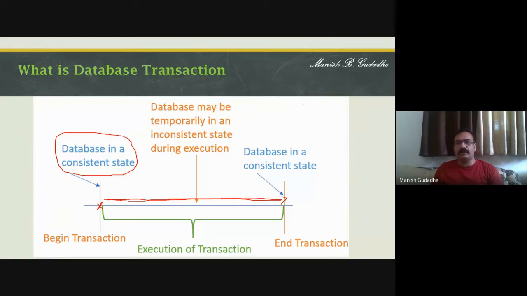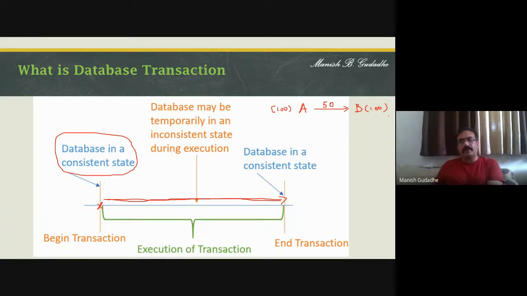Okay, so let us go for one example. I want to transfer money. There is account A and there is account B. In account A we have rupees 100. In account B we have rupees 100. Now I want to transfer rupees 50 from account A to account B. Okay, it's a simple, usual transaction which we conduct. From account A to account B we are transferring an amount of 50 rupees.